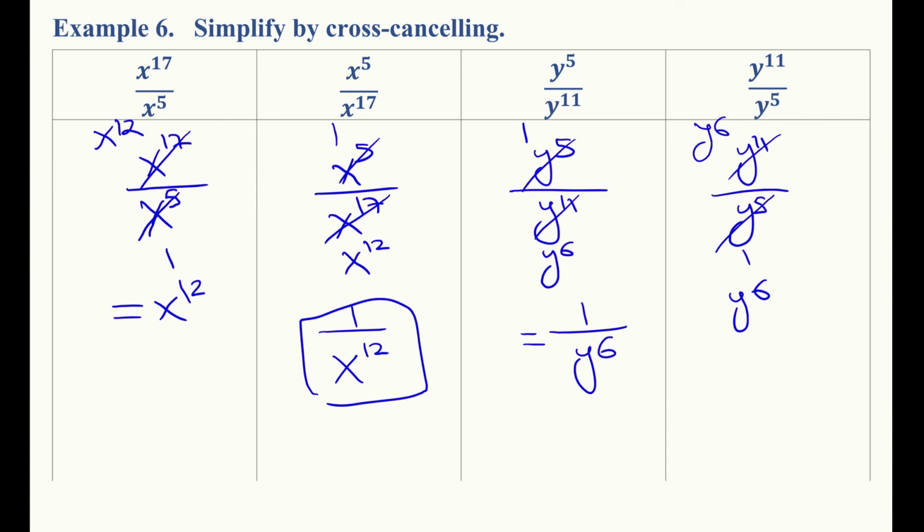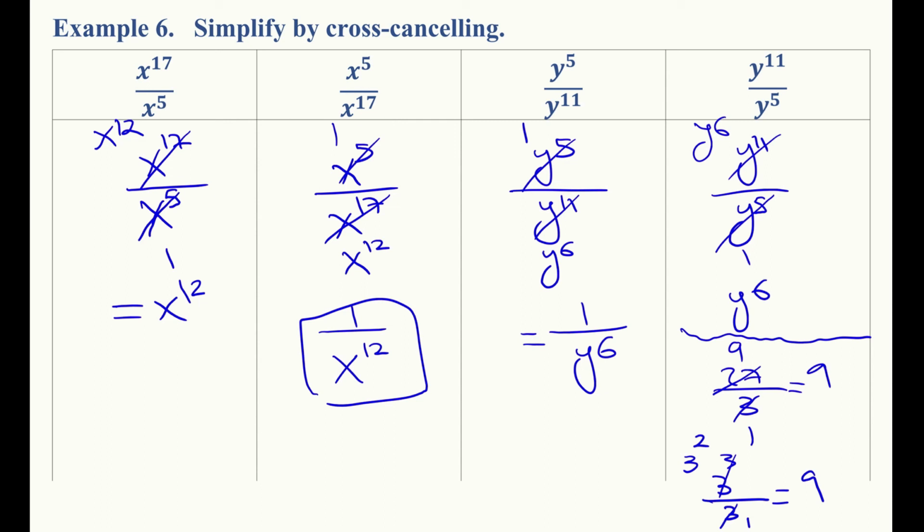Notice this is no different from cross-canceling, for example, when you have 27 over 3. See? When you cross-cancel, you say 3 goes into 3 once, it goes into 27 9 times. Well, think about it. You could have written 27 as 3 cubed over 3, right? And now you could have said 3 goes into 3 once, and it goes into 3 cubed 3 squared times, which is the same as what? 9.